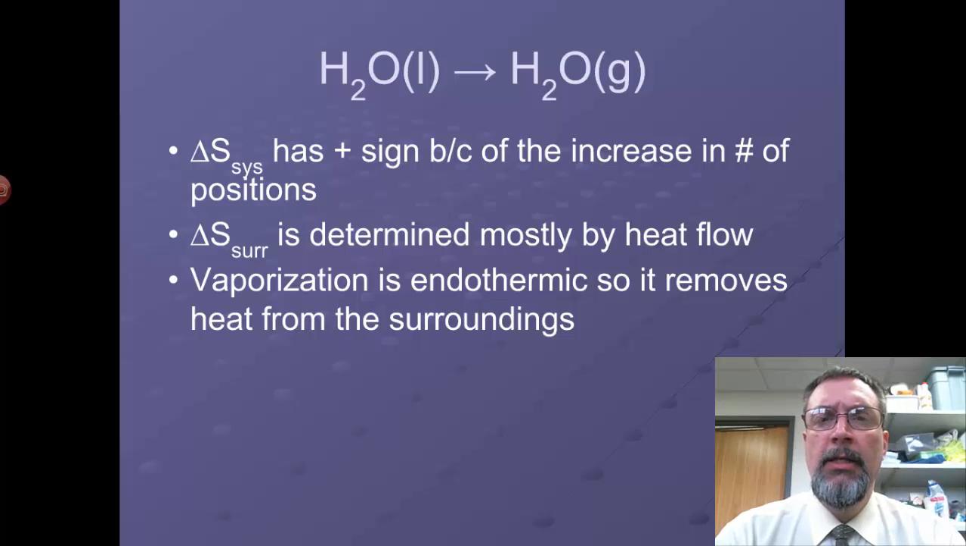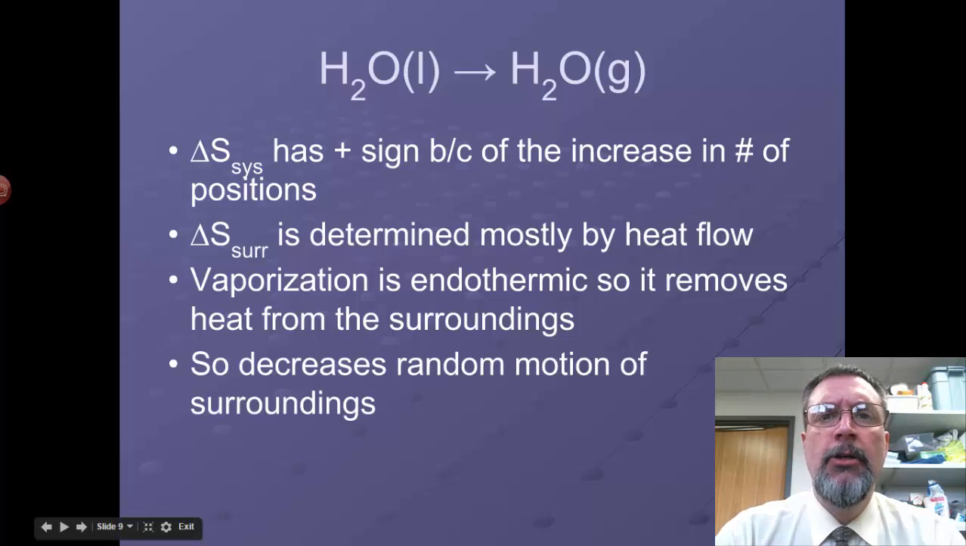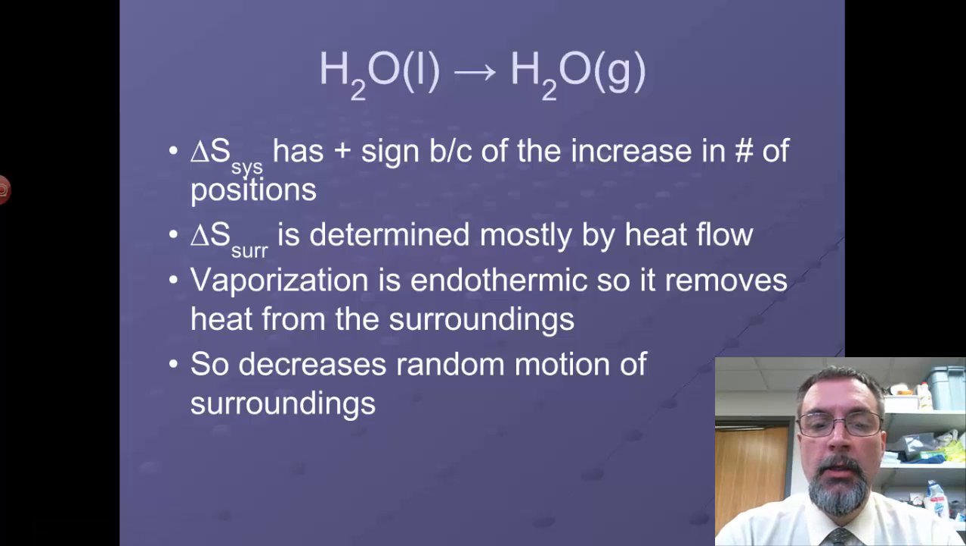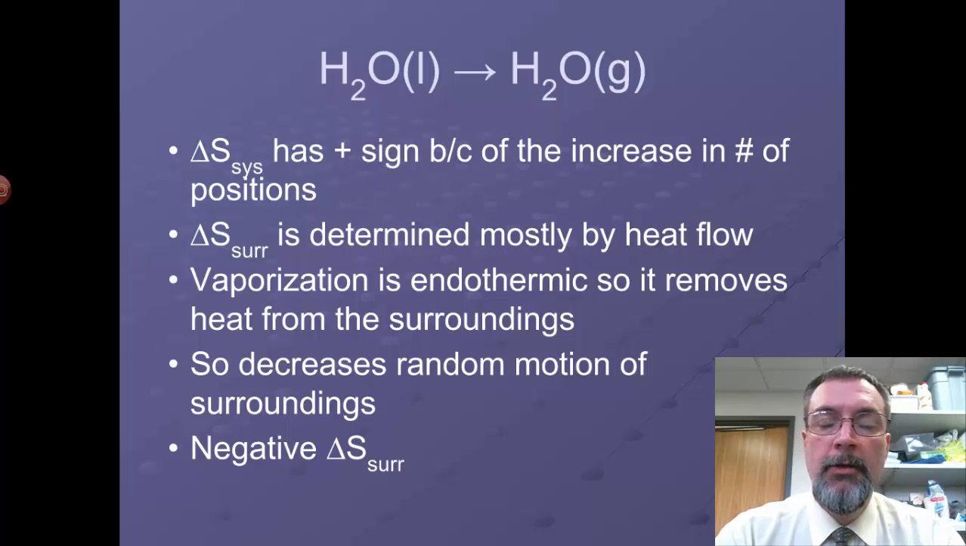Well, if you're putting heat into the system, where is that heat coming from? It's coming from the surroundings. So heat is leaving the surroundings. The surroundings are becoming less energetic. And if they're becoming less energetic, that should decrease the motion of the particles of the surroundings. It should get slower, or less movement. Well, that means that the delta S of the surroundings should be negative, right? The surroundings should actually be becoming more ordered as the system becomes less ordered.